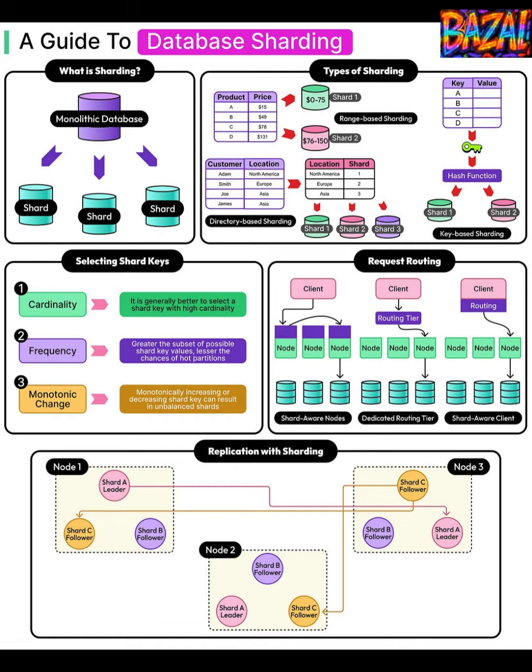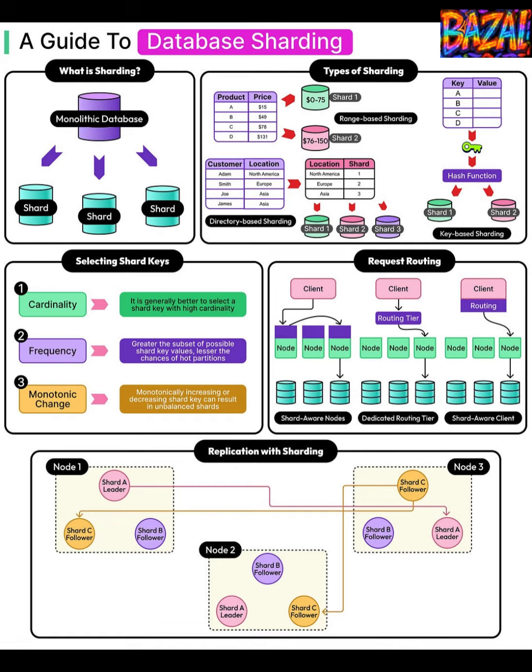Once data is sharded, every request must be routed correctly. This can be done in three ways. Shard-aware clients route requests directly, but are tightly coupled to shard topology. A dedicated routing tier centralizes shard logic and offers clean abstraction at scale. Shard-aware nodes sit in between, providing a balance of flexibility and control. Most modern architectures prefer a routing tier for long-term evolvability.